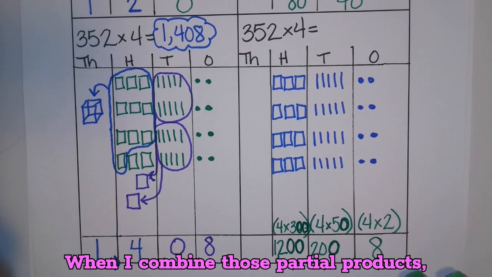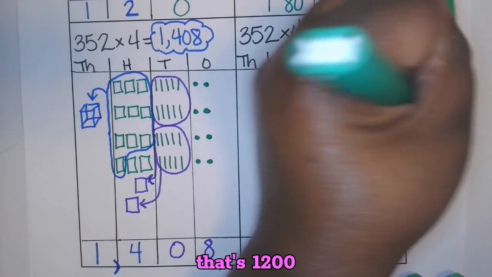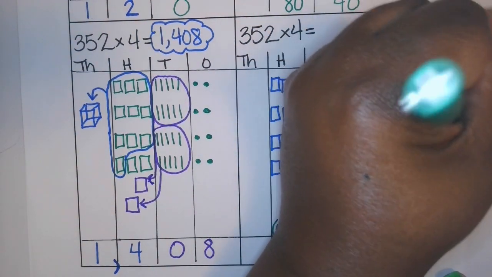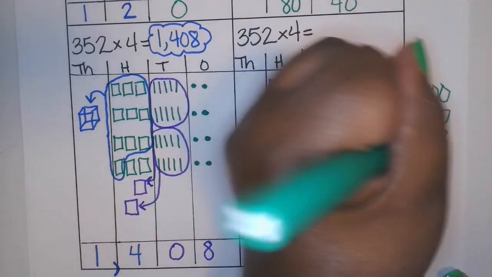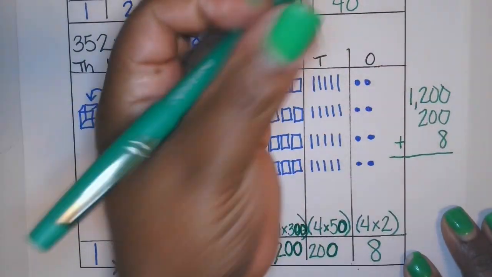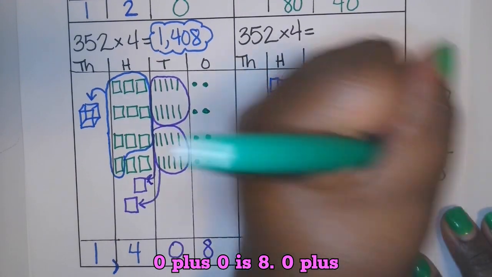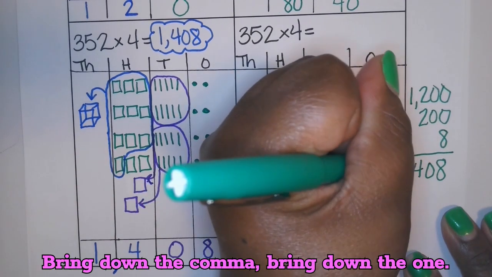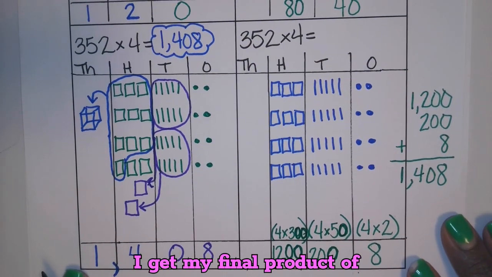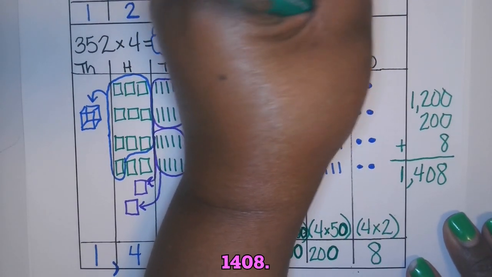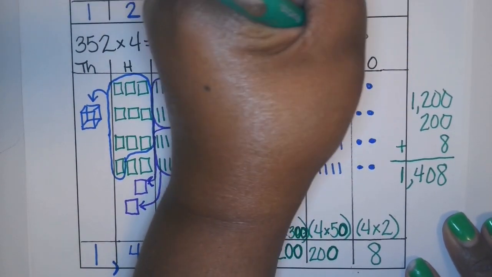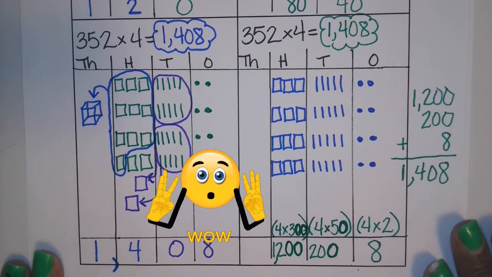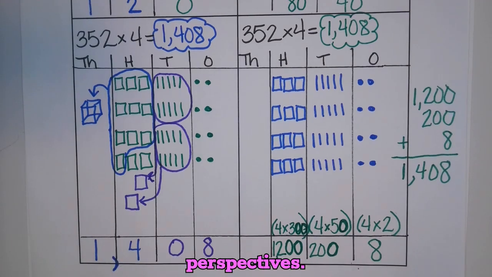When I combine those partial products, that's 1,200 plus 200 plus 8. 0 plus 0 plus 8 is 8. 0 plus 0 is 0. 2 plus 2 is 4. Bring down the comma, bring down the 1. I get my final product of 1,408. Same answer, just 2 different perspectives.